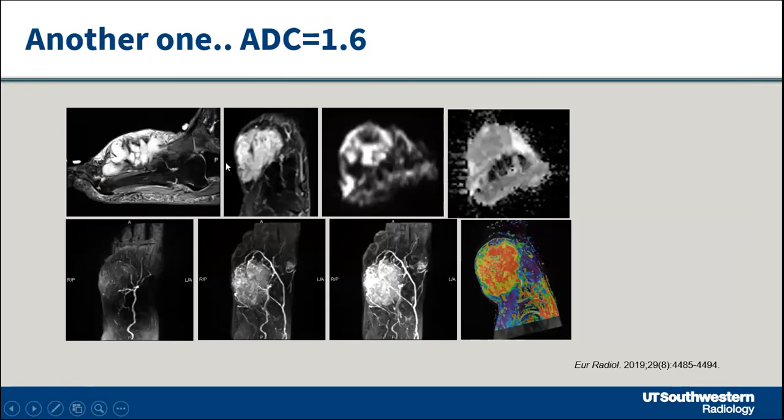Here's another one. So now it's a big one. Is it another synovial sarcoma or MFH or pleomorphic sarcoma? What's going on? The ADC is 1.6. But the lesion was so big, it's showing this early wash-in, sort of filled in on the late image also, less washout. So this was a low-grade spindle cell tumor, grade 1 sarcoma.